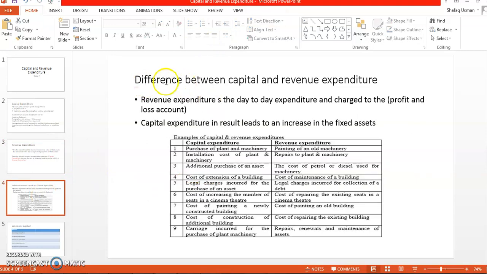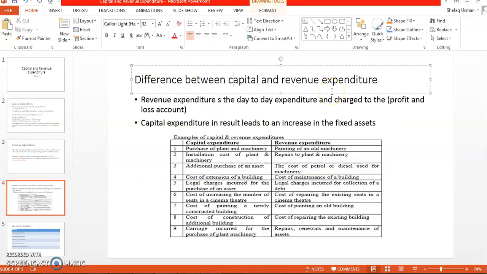Moving forward, what are the differences between capital and revenue expenditures? Revenue expenditures are the day-to-day expenditures and charged to the profit and loss account. What is a profit and loss account? It's a statement you're going to learn in grade 11, where we're going to learn how to make the profit and loss accounts.